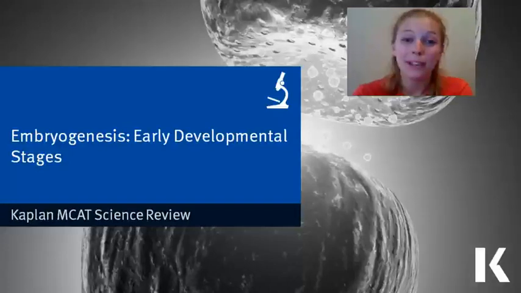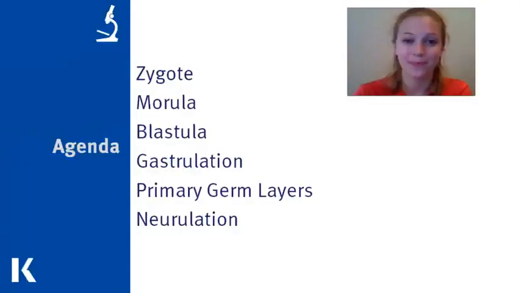Hello, my name is Candace Ward, and in this video we will follow a human as it develops from a zygote to a fetus, focusing on the structural aspects of embryogenesis. We will analyze this organism as it grows from a zygote to a morula to a blastula. We will then examine the process of gastrulation and the development of the primary germ layers before finishing up with an exploration of the process of neurulation.